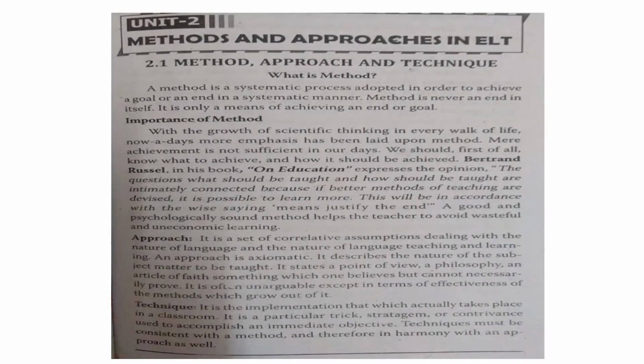What is method? Method is a system or a way of doing something. A method is a systematic process adopted in order to achieve a goal or an end in a systematic manner. What is meant by approach? Approach is a way of dealing with something, a way of doing or thinking about something. What is meant by technique? It is the implementation that actually takes place in a classroom.